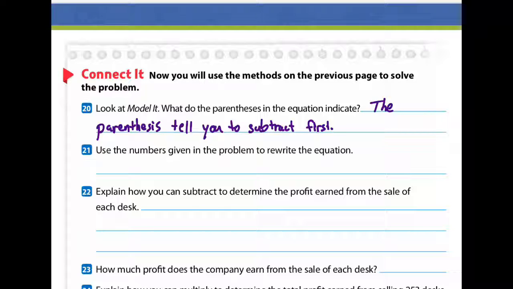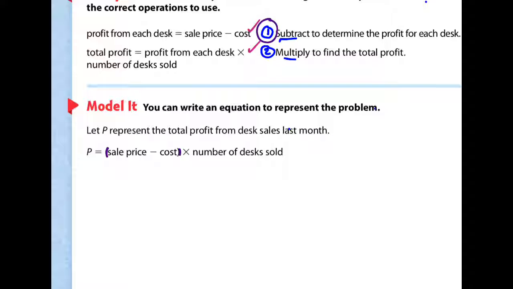Now, 21 says, use the numbers given in the problem to rewrite the equation. So let's go over to the other page. Okay, so here is our equation right here.